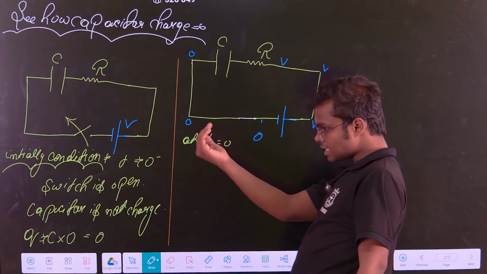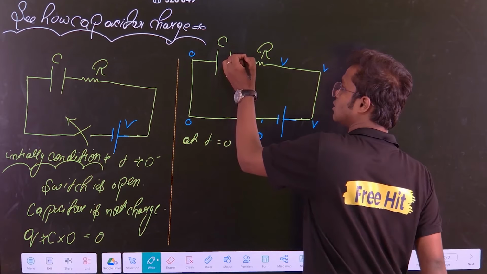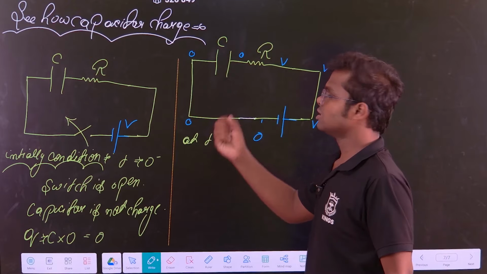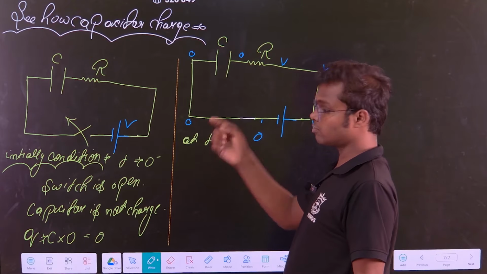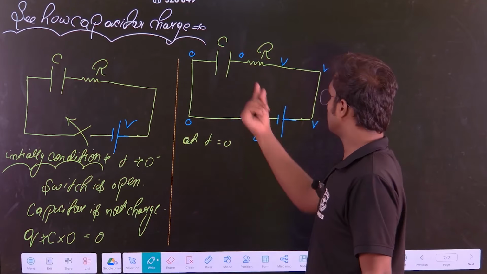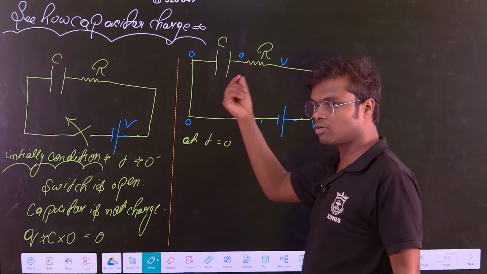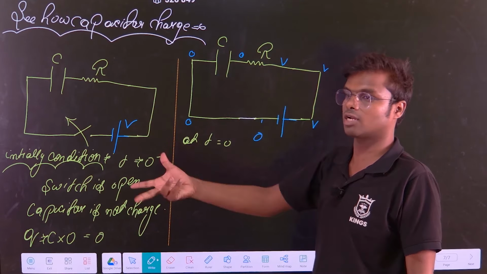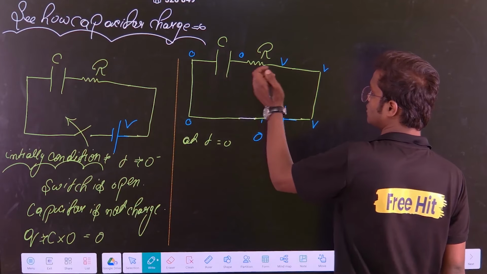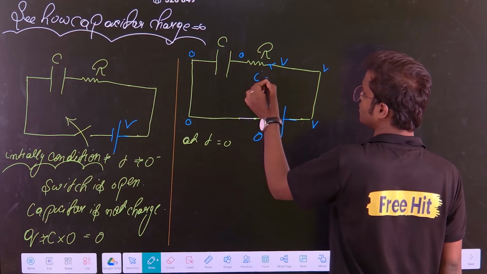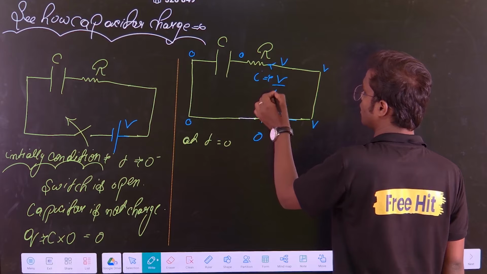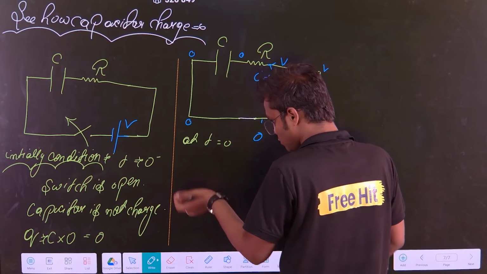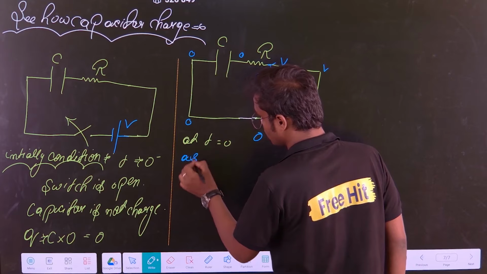So as I just closed the switch, there will be no charge here, no potential, because it will take time. I am talking about t equal to 0, that instant only. What is the potential across this? It will be 0, because just as you close the switch, it will not get charged instantly. It is not like that. So there will be current. What is the current? The current will be V by R. Correct.